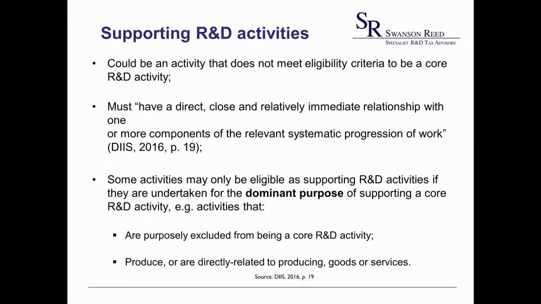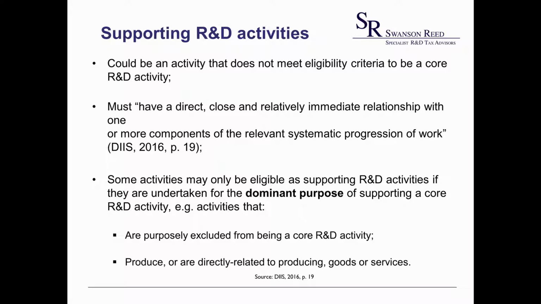Once the core activities in a project have been assessed and defined, a company may consider any eligible supporting activities. An activity that does not meet one or more of the core eligibility criteria, but is necessary and directly related to a core R&D activity, may still be allowed by the program as a supporting R&D activity. A supporting activity must have a direct, close or relatively immediate relationship with one or more core R&D activities.